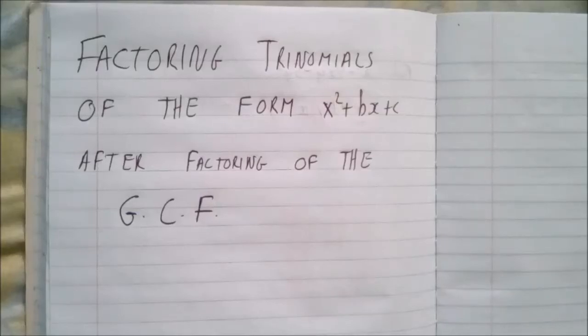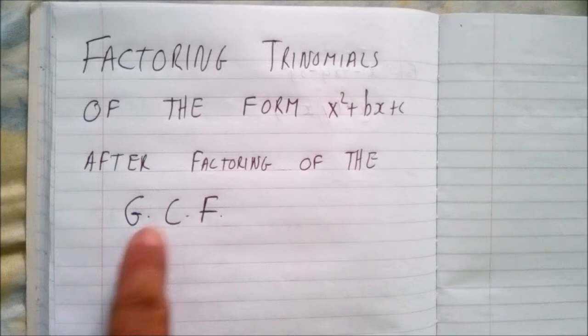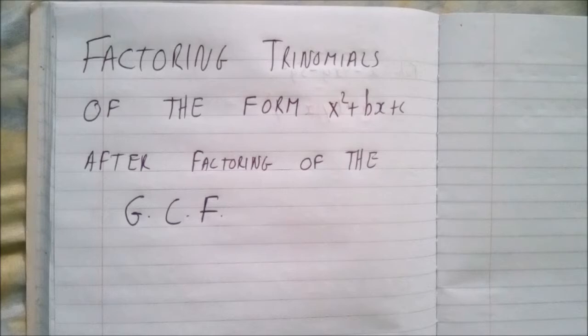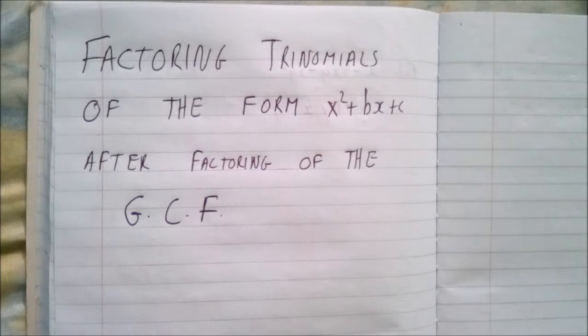Okay, as we venture into more trinomials and factorization, we'll be factoring trinomials of the same form after factoring out the greatest common factor. And this is where you will be put to the test. If the terms of a trinomial have a common factor, the greatest common factor should always be factored out. That's a key point. So if there's something common in all of them, factor it out.